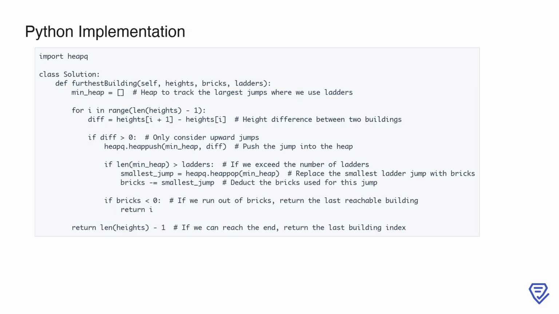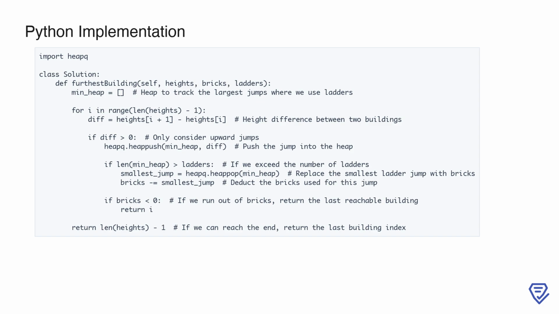3. Managing ladders and bricks. If the size of the heap exceeds the available ladders, the smallest height difference in the heap is removed, using heap.heappop. This represents the smallest jump where a ladder was used, and instead, bricks are allocated for this jump. Bricks are then decremented by the value of the smallest jump. If the bricks become negative, it means we cannot complete the current jump, so the loop exits, and the index of the last reachable building is returned. 4. Final return. If the loop completes without running out of resources, the function returns the index of the last building, len(heights) - 1, indicating all buildings are reachable.